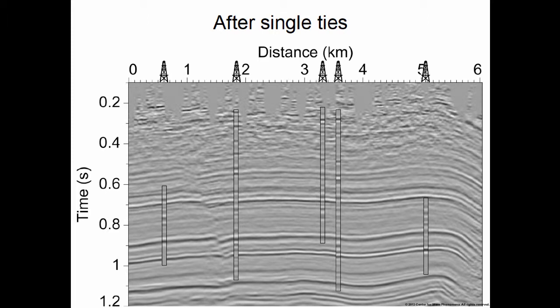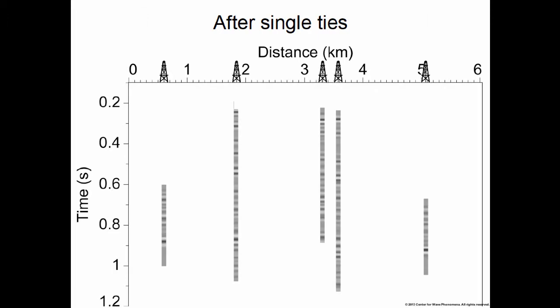We want to try to find a way to laterally constrain these single ties. So the way we do that is to create a new type of synthetic. And this new type of synthetic is just interpolated synthetic seismograms.